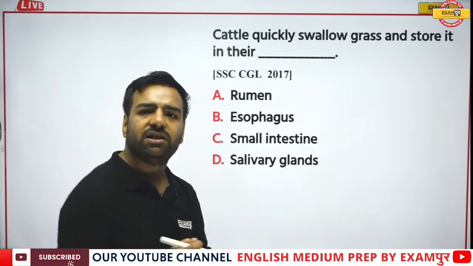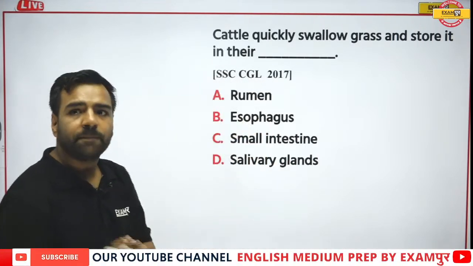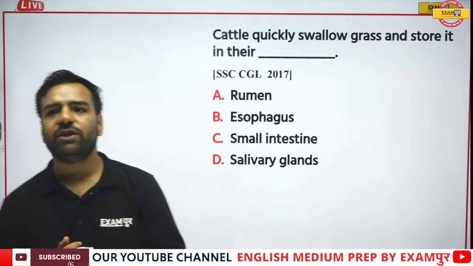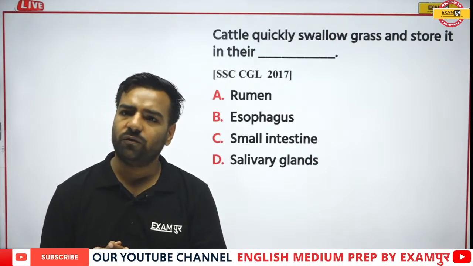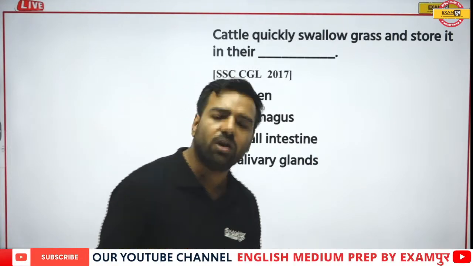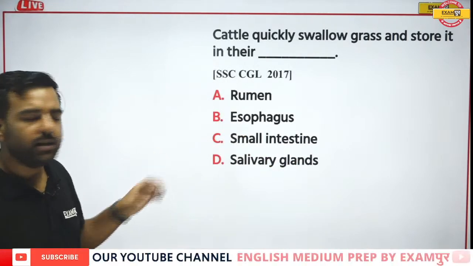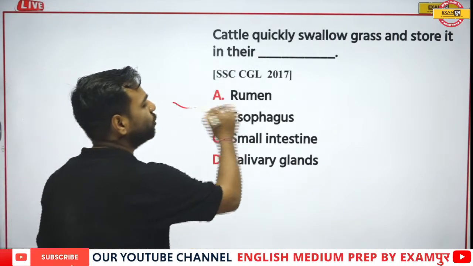Kashi Vignesh is the first one to answer this. Great. That is option number A. Priya is the second one to answer this, A. Ilma is with rumen. Sharmaji is with rumen. So all of you are with rumen. You all are correct. These cattle are actually ruminants. So they swallow grass quickly and store it in their rumen.